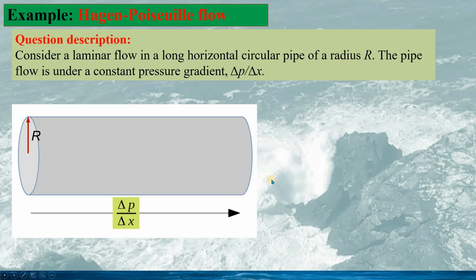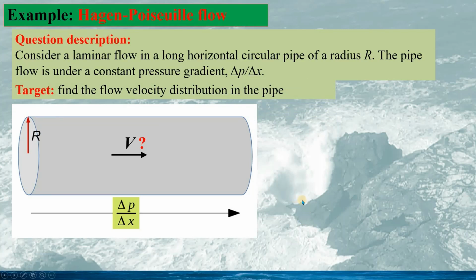Here is the example, the Hagen-Poiseuille flow. This is a laminar flow in a long horizontal circular pipe of radius r. The pipe flow is under a constant pressure gradient, delta P over delta x. Our target is to find the fluid velocity distribution in the pipe.